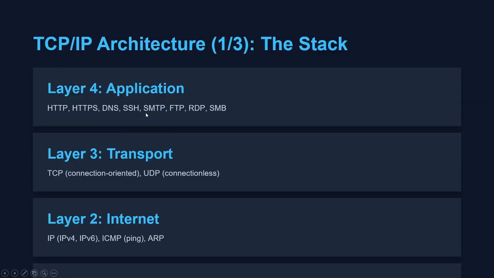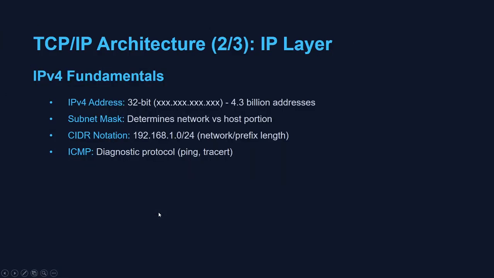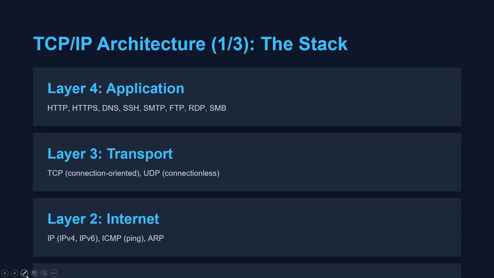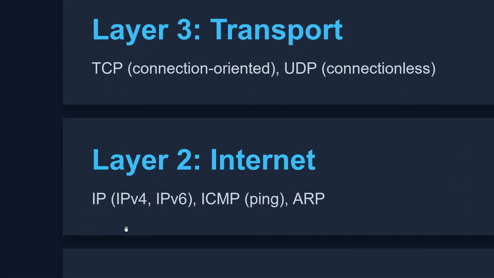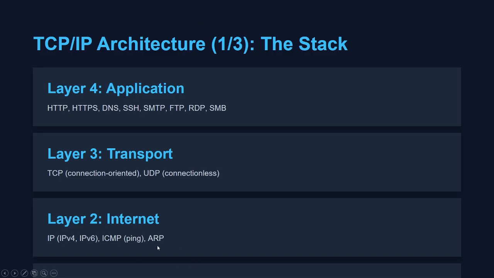So this is the TCP/IP architecture, the stack. In the TCP/IP architecture, we have 4 layers, although this one is not showing you the full thing. We have layer 1, layer 2, layer 3, and layer 4. Let's go through layer 4, which is HTTP, HTTPS, DNS, RDP. All these are the application layer. This is where the application actually is. Layer 3 is the transport layer. This is TCP and UDP.